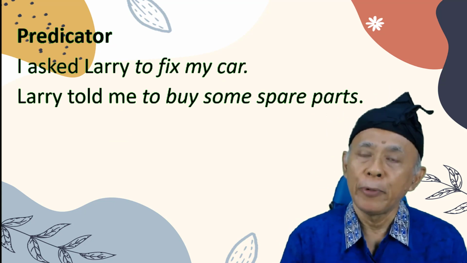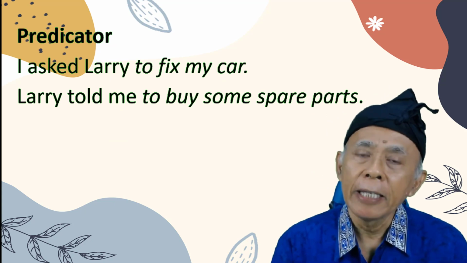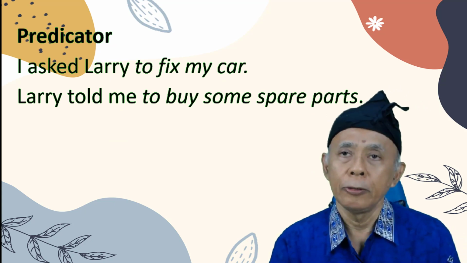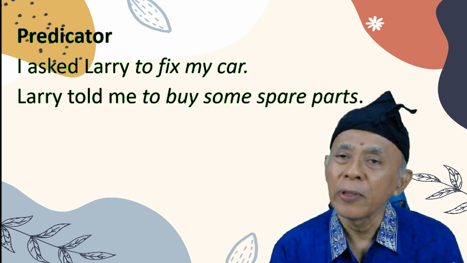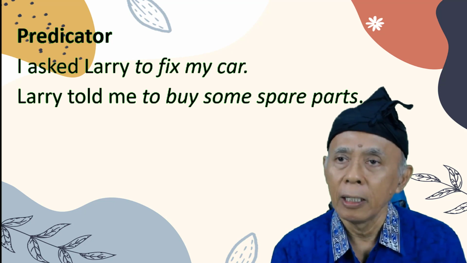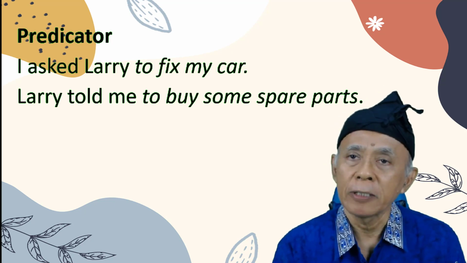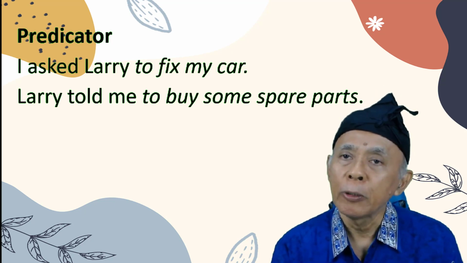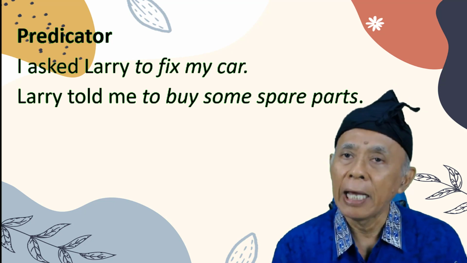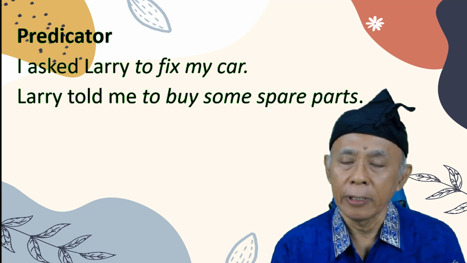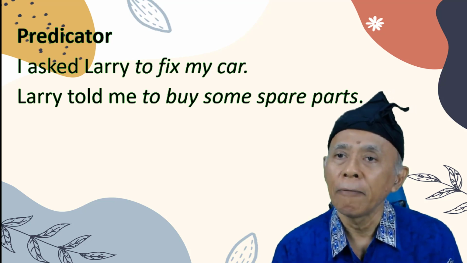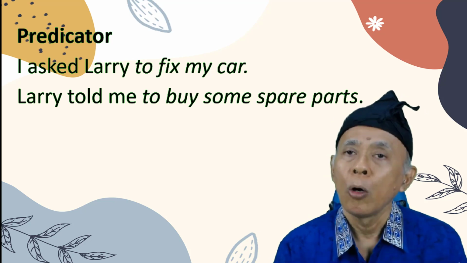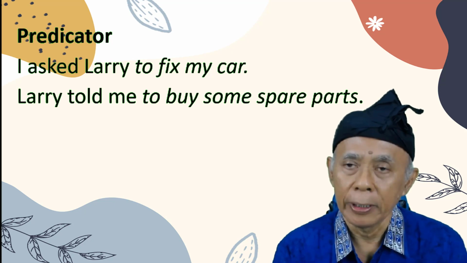Then we have a predicator. A predicator in a way is similar to an object complement. It has something more about the object. I asked Larry to fix the car. So here the person who is going to fix the car is Larry. To fix the car is a predicator. It's the predicate of the object. It shows what the object is doing.